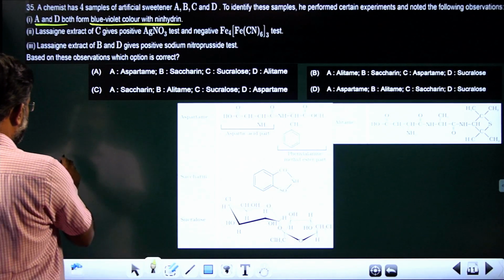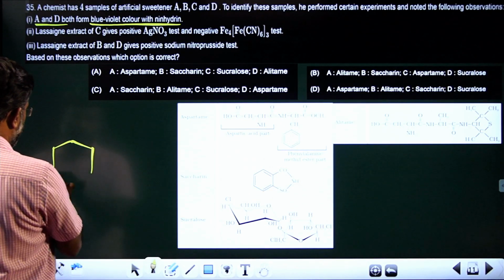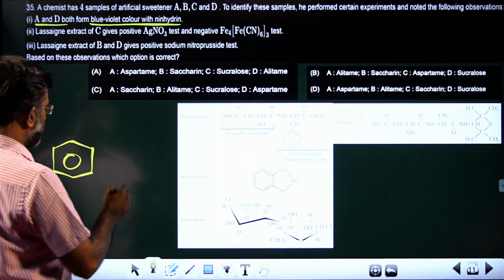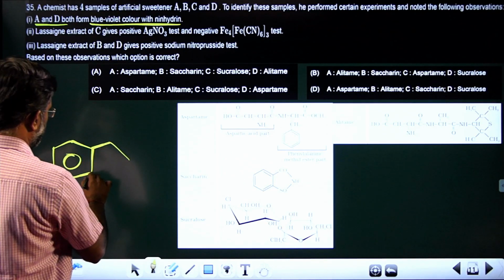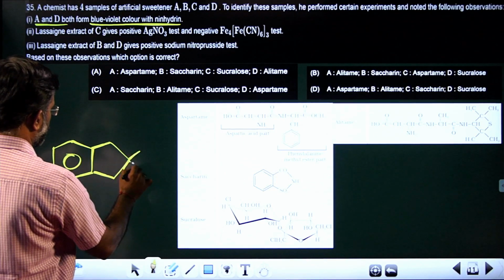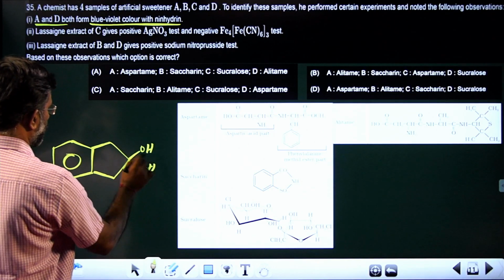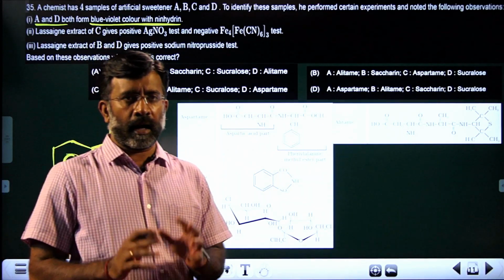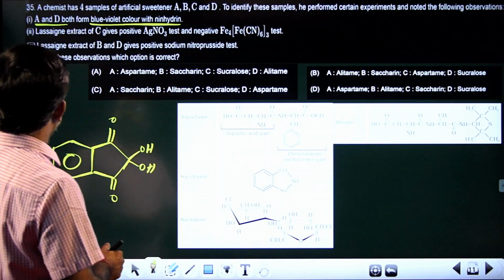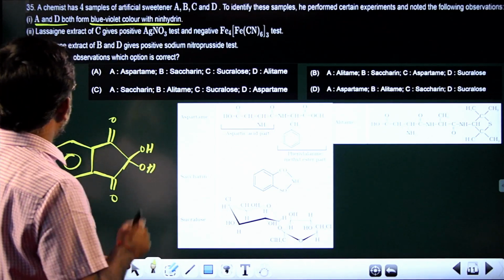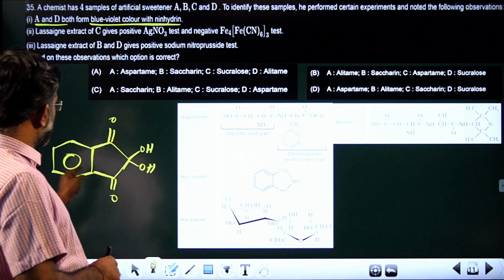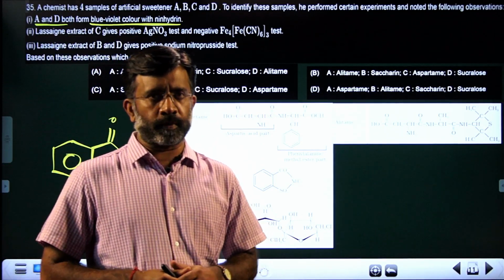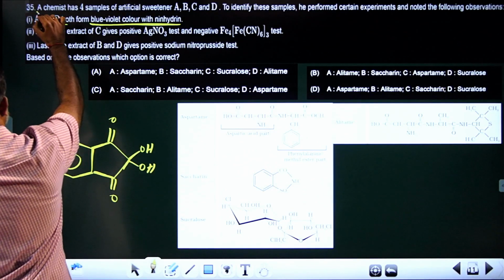You know ninhydrin. This is ninhydrin, which gives a test for amino acids, alpha amino acids. It gives a positive test with the amino acid group. So, A and D contain an amino acid group. Blue-violet color with ninhydrin means a test for the amino acid group.